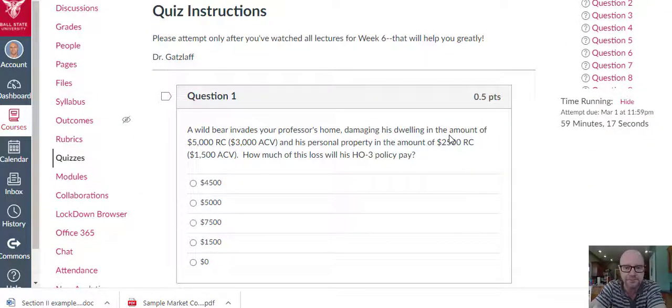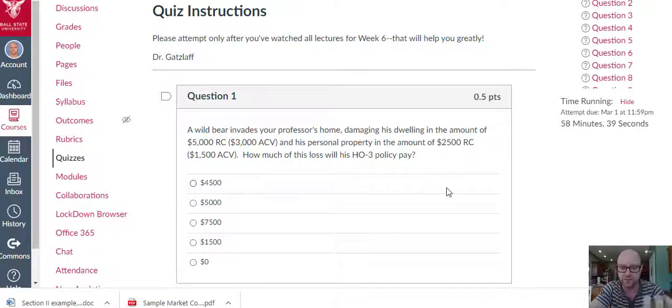All right, a wild bear invades the home, damaging the dwelling in the amount of $5,000 for replacement cost, $3,000 actual cash value, and personal property in the amount of $2,500 replacement cost, $1,500 actual cash value. Here's what I want you to be thinking about. This is kind of a weird loss, right? What happens? Well, in part A, weird losses are covered because they're not going to be excluded because they're weird. Part C, for personal property, remember, is named perils. So weird losses aren't going to be covered because nobody would have ever thought to name them. That's what this question is doing.